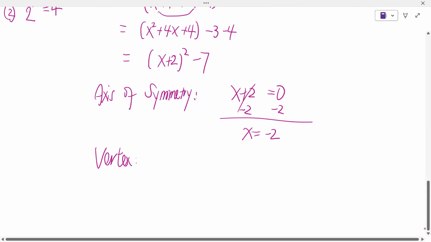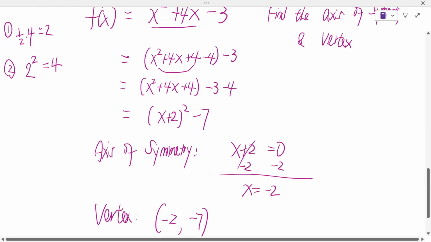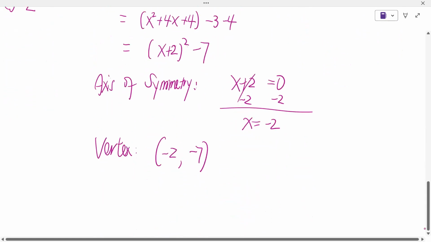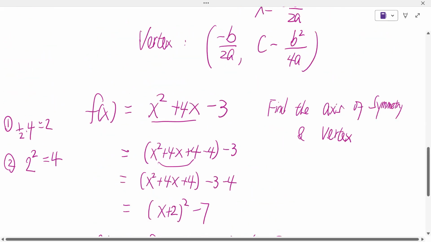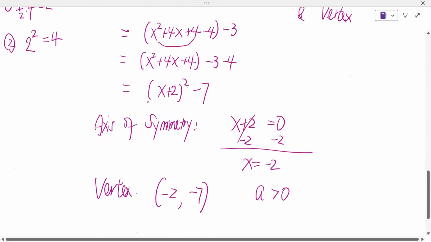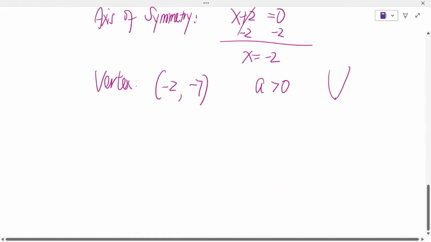And when x equals -2, you plug it here: -2 plus 2 squared, that's 0 squared, minus 7, so minus 7. And because here a is greater than 0, meaning a is positive, in this case a is 1, that's the invisible 1, and 1 is greater than 0, then it opens upward. Then we have a minimum here. So this vertex actually is the minimum.